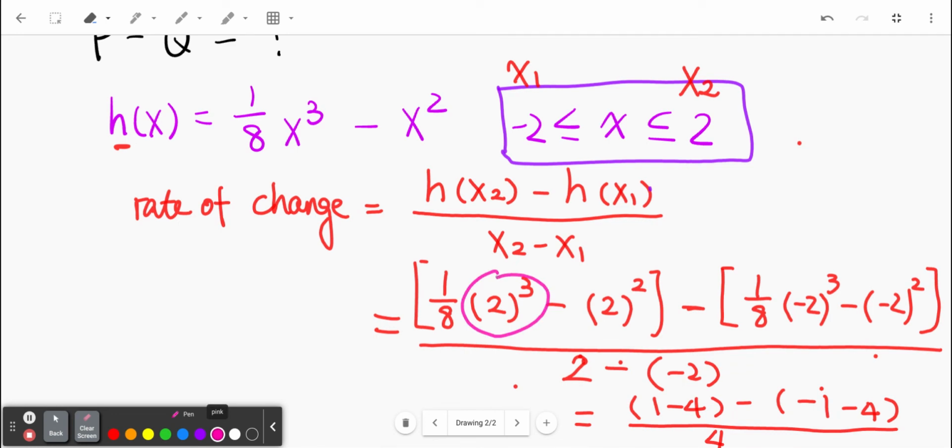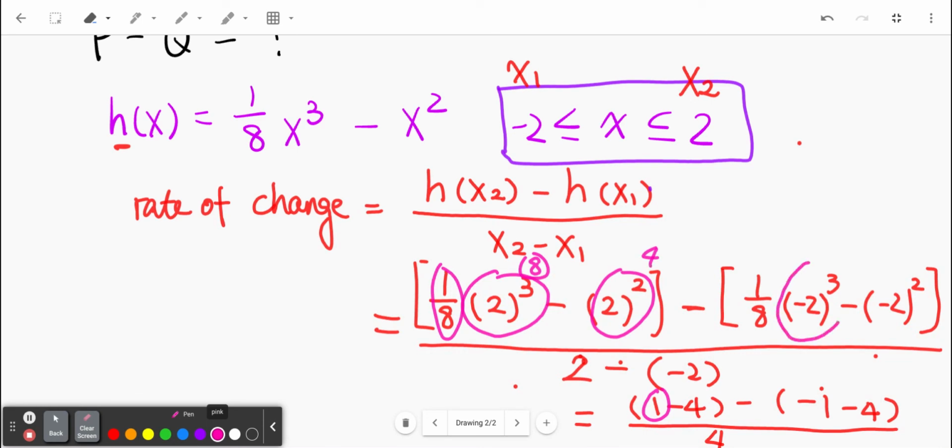2 to the power 3: 2 times 2 times 2 is what? 2 times 2 is 4. 4 times 2 is 8. So 2 cubed is 8. 8 times 1/8 is 1. That's where the 1 comes from. Okay? 2 squared is a 4. That's where the 4 comes from. 1 minus 4.